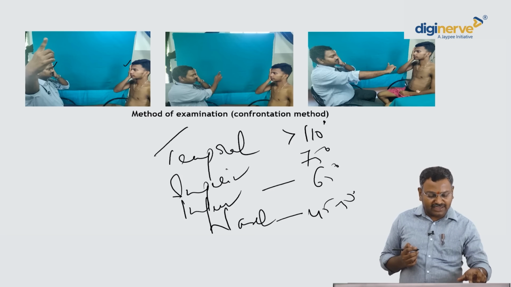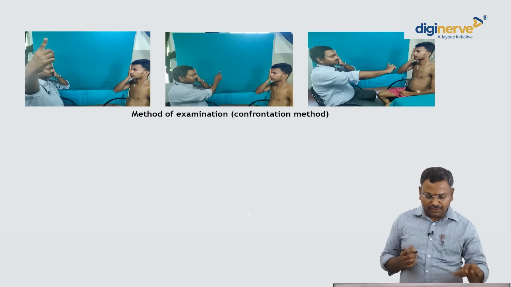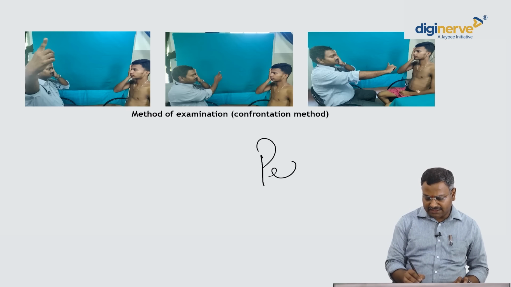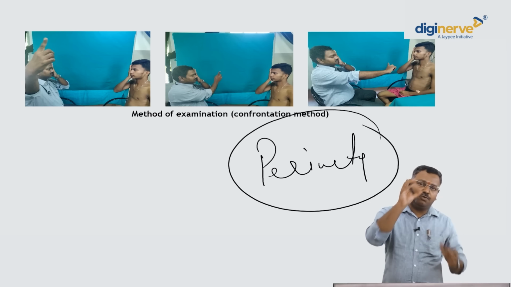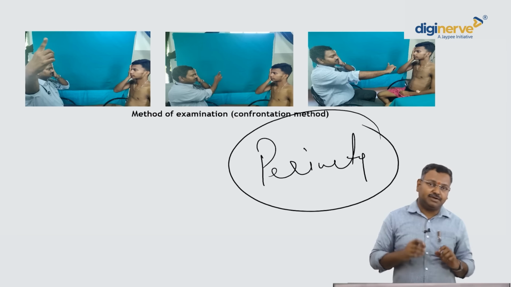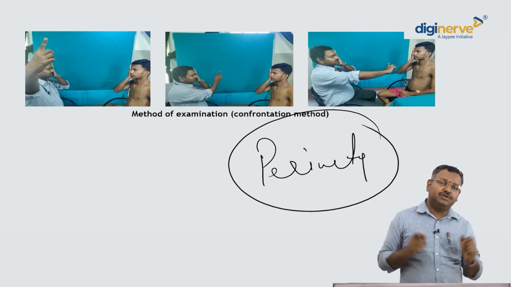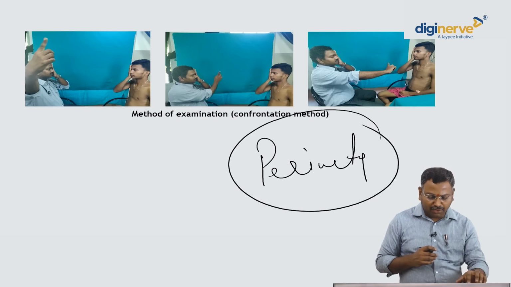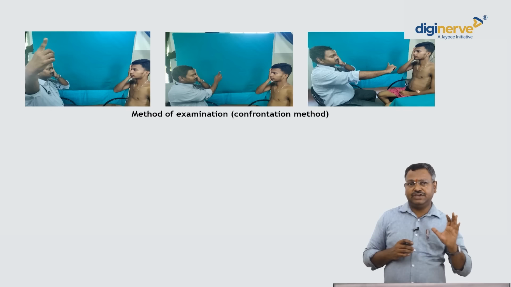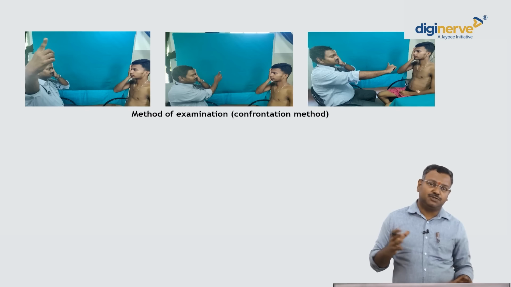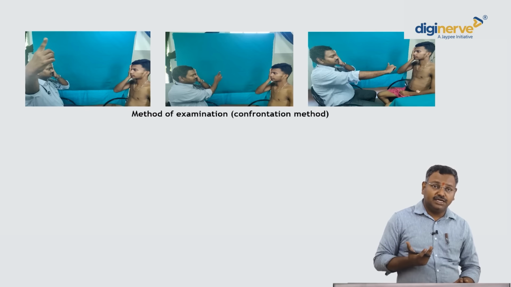The actual field is obtained by perimetry, which you would have seen in your ophthalmology OPD, where you can get the actual small field defects and the scotomas. By the confrontation method, we only get gross defects. It's important in various disorders, such as compressive lesions, where you could get hemianopias. With an internal capsule lesion, you can get homonymous hemianopia.